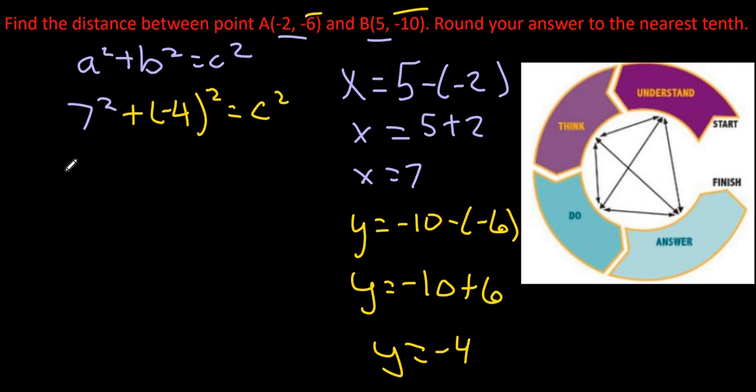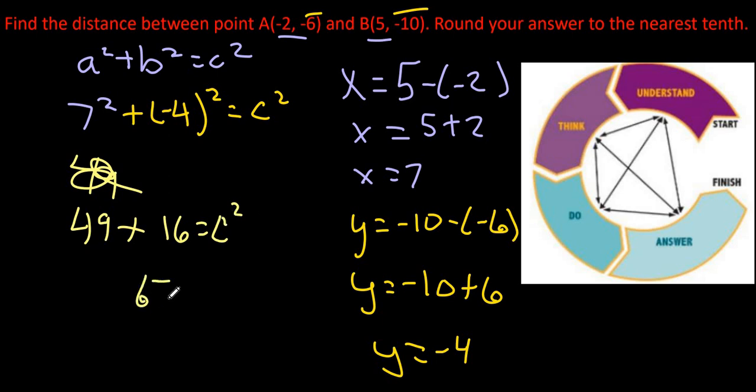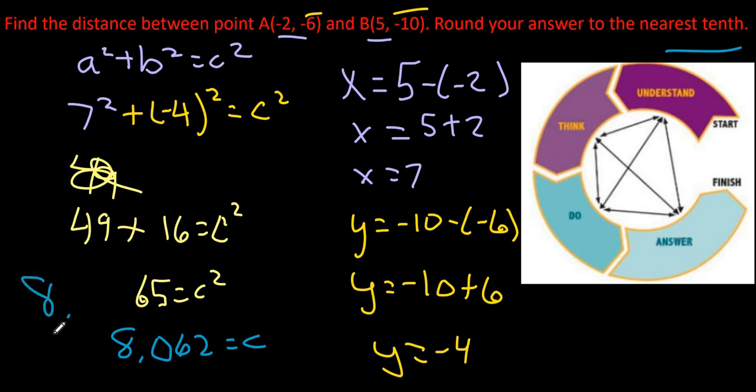So 7 squared, 7 times 7 is 49. Negative 4 squared, negative 4 times the negative 4 is a positive 16. We're going to add these two numbers up. 49 plus 16 is 65. And the opposite or inverse of squaring a number is the square root. So that's going to give us about 8.062. And since we are rounding to the nearest tenth, that's going to be 8.1. So go ahead and pause it if you need more time.